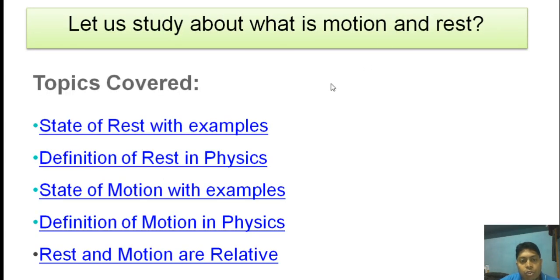So in this motion chapter, what will we learn today? We will learn the state of rest with examples, the definition of rest in physics, the state of motion with examples, the definition of motion in physics, and lastly, that rest and motion are related. These are the things we will learn today. Okay, next slide.